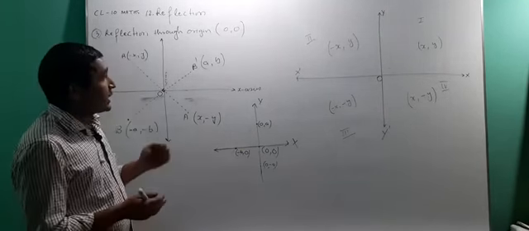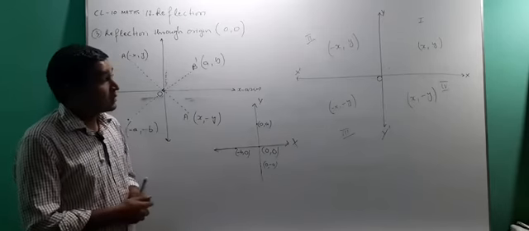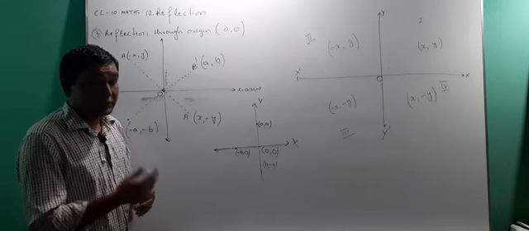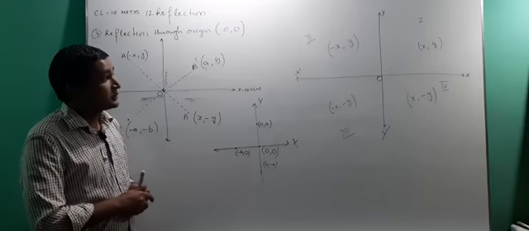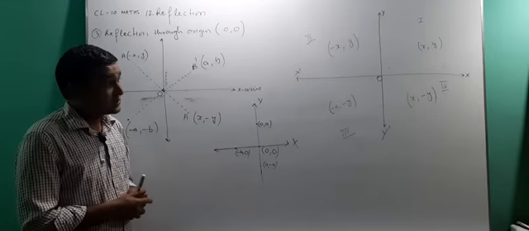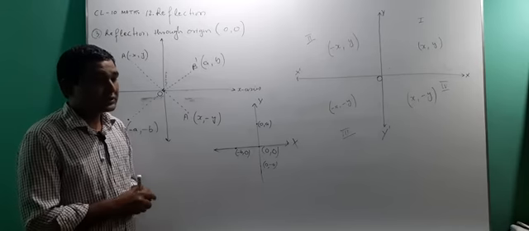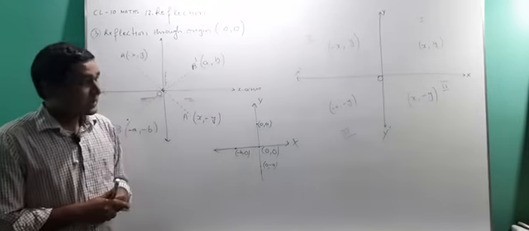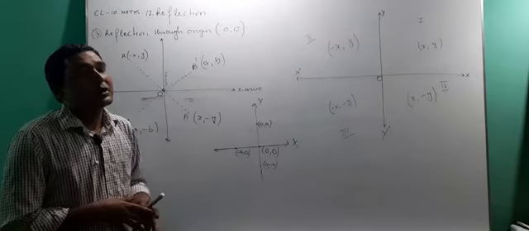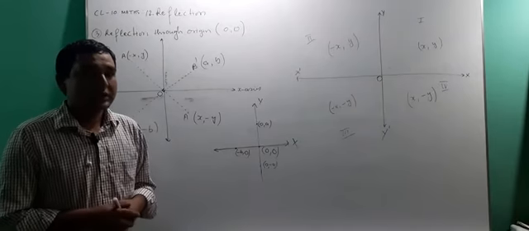I think you got the idea how to get the coordinate of the image when it is reflected under the different conditions. Please go through this video. This is the basic concept. If you got this point, then you can easily do all those questions, and these are very easy questions. And to get the correct figure, please use graph paper.